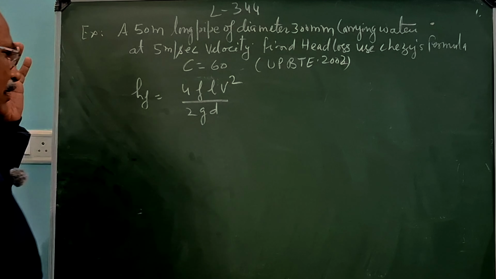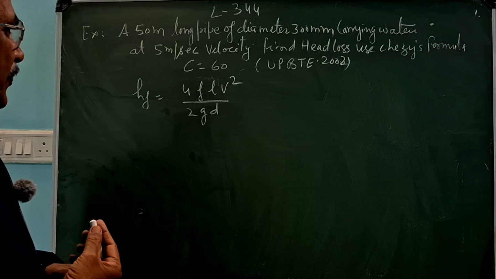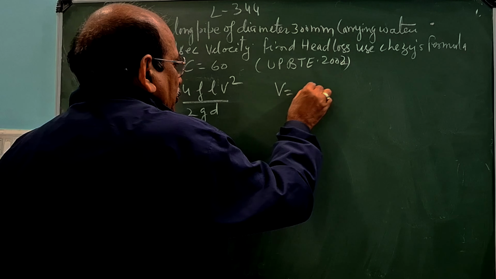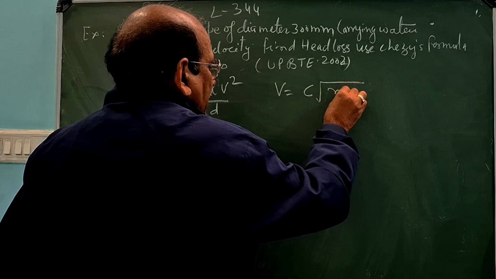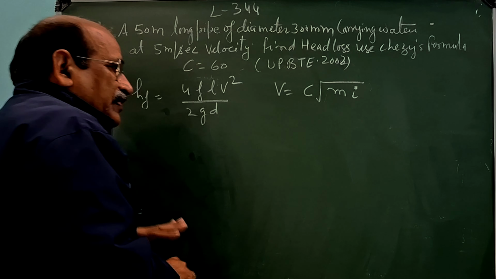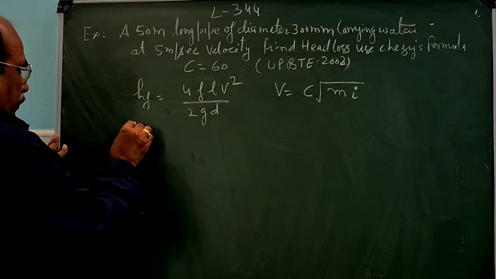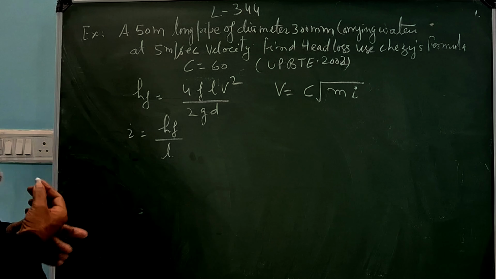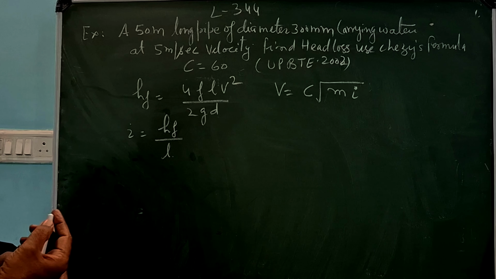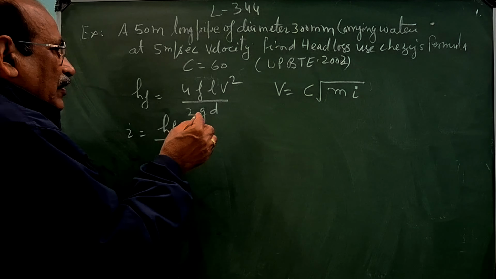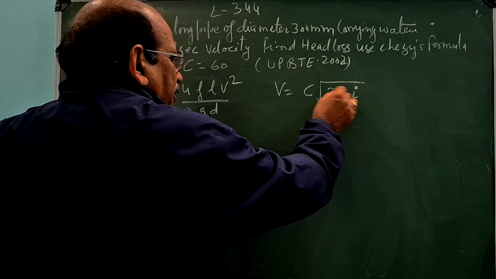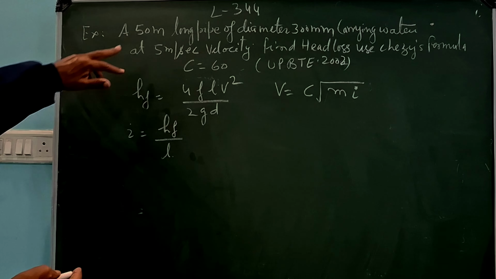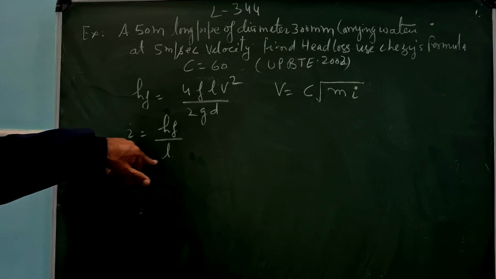Now here we have to use the formula, that is V equal to C root over mi, where i equals to HF by L. I is equal to HF by L. So we can use this formula to find out the i, and with the i and knowing the length 50 meter, we can always find out the HF.